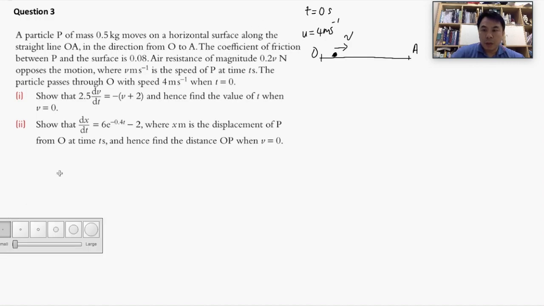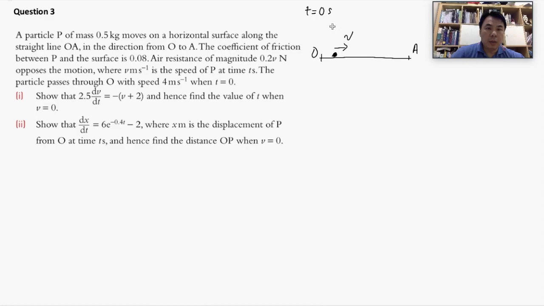I think in this case I would clean this up here. I'll just say that at t equal to 0 second, the initial velocity was 4 meters per second. And then there's an air resistance acting on the object. So this air resistance is given as 0.2 V. And at the same time, there is a friction. So don't forget, there is a friction acting on the object also at the same time. So there's a friction here.